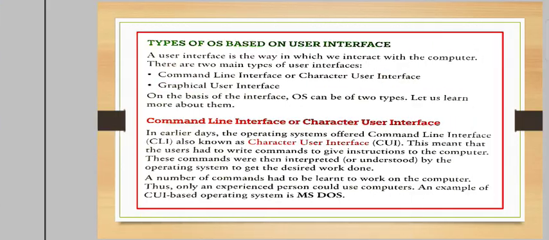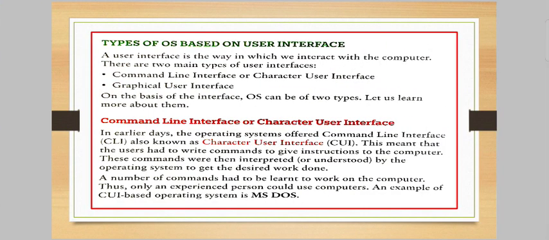Next is types of operating system based on user interface. A user interface is the way in which we interact with the computer. There are mainly two types of user interface. First is command line interface or character user interface, and second is graphical user interface. So on the basis of the interface, OS can be of two types. First is command line interface or character user interface.